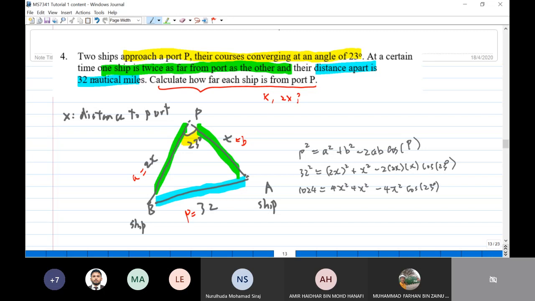3.68 now. So what you have is actually 1024 equals 4x squared plus x squared minus 3.68x squared. So you get 1024 equal to 4 plus 1 minus 3.68, right? So you get 5 minus 3.68, you get 1.32.